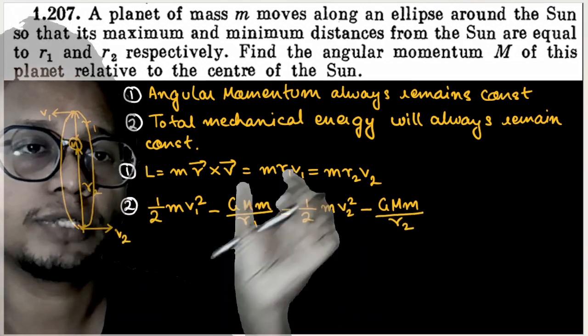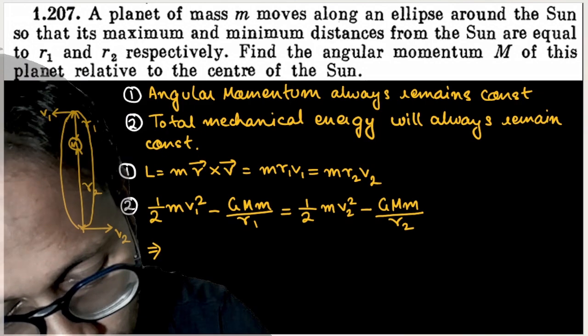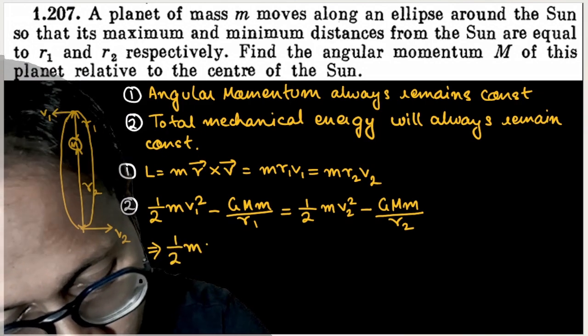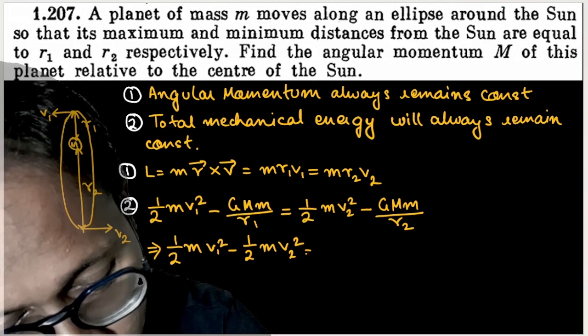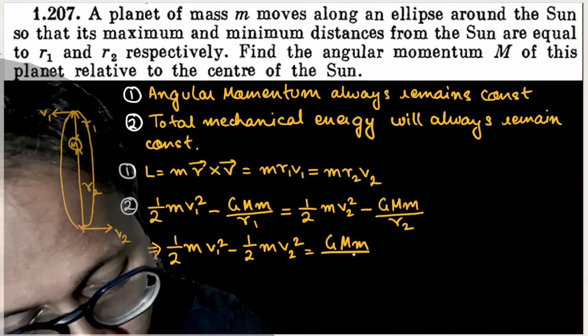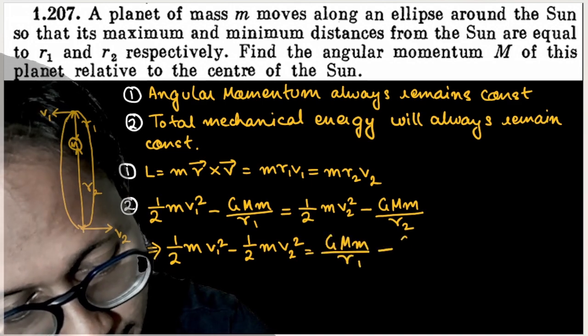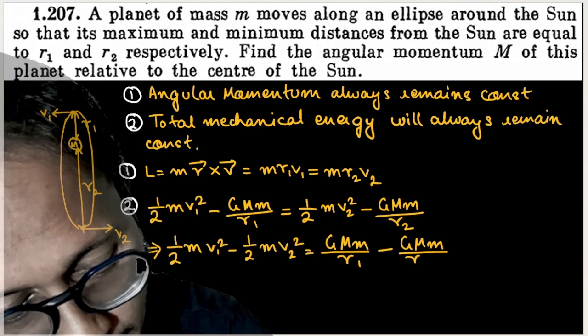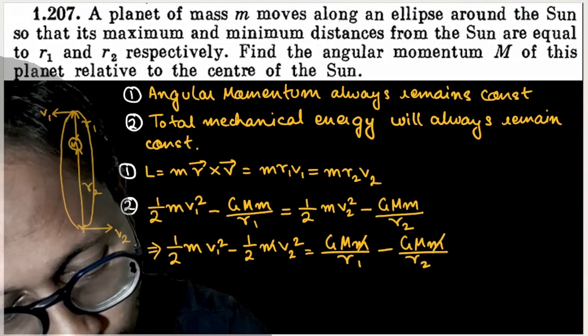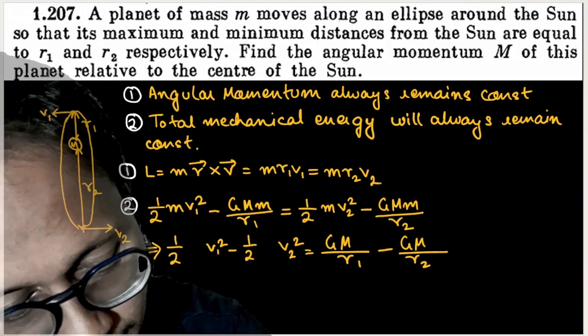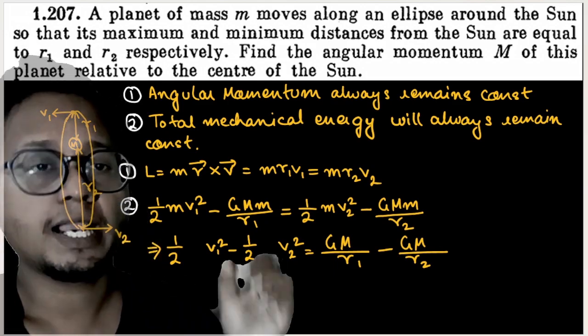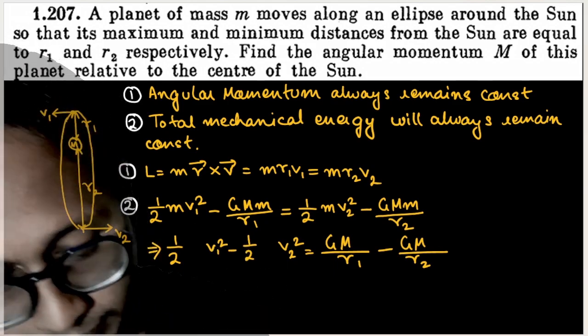Now let me send this term to the left hand side and this term to the right hand side. Half m v1 square minus half m v2 square is equal to G capital M small m by r1 minus G capital M small m by r2. I can cancel out the small m from all the terms, it doesn't make a difference. Now take half common from the left hand side.